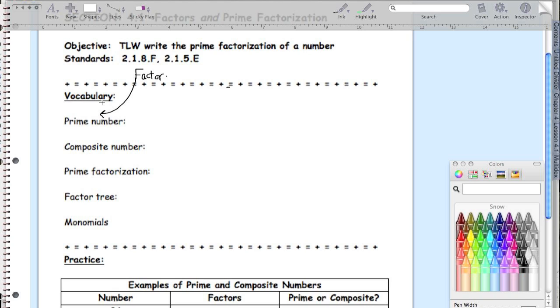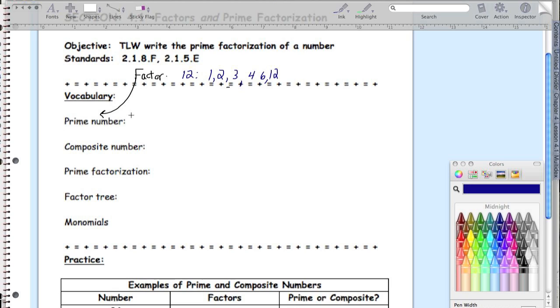A factor is anything that goes into a given value evenly. So any number that divides evenly into a given value. For example, if I have the number 12, my factors of 12 are 1 and 12, 2 and 6, 3 and 4. These are the numbers that evenly divide into 12 without giving me a decimal or remainder.